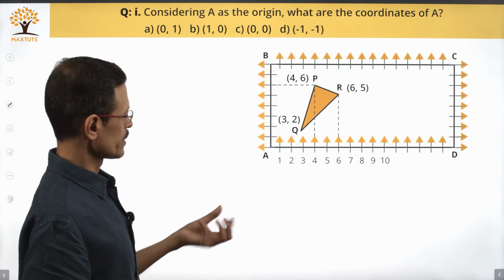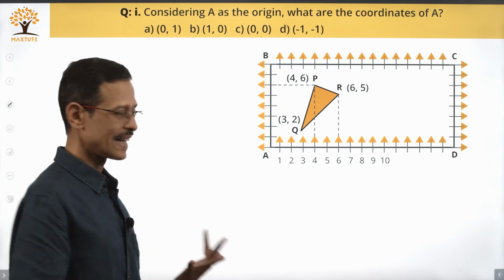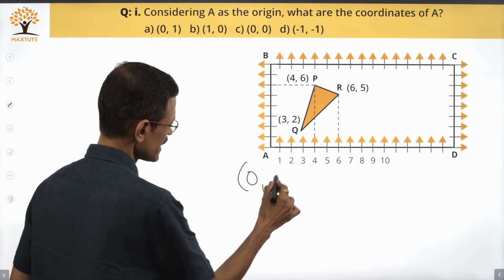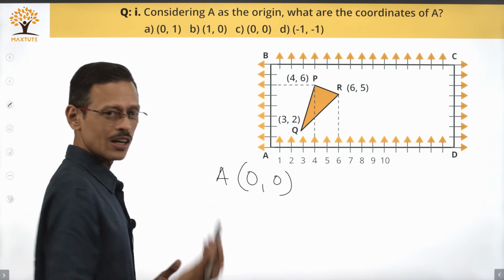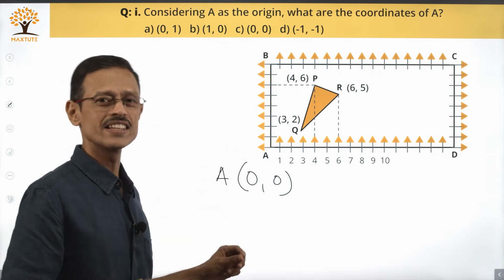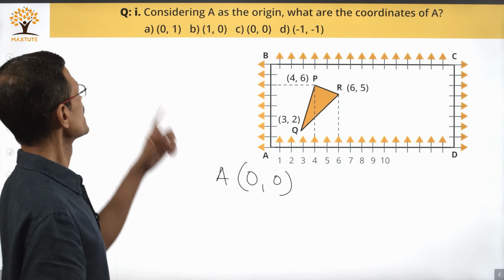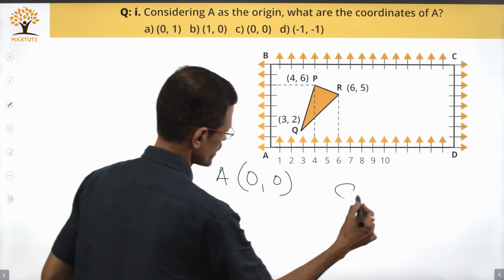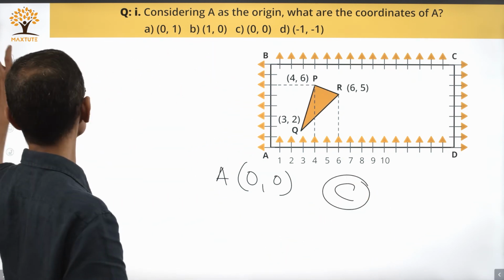Considering A as the origin, what are the coordinates of A? If A is the origin, the coordinates of A will be (0, 0). Questions don't get easier than this. This is one of the easiest questions you could get. The answer is option C. Let's move on to part 2.